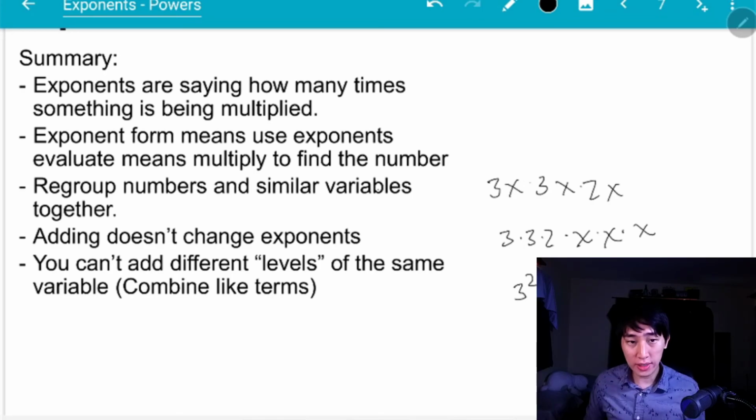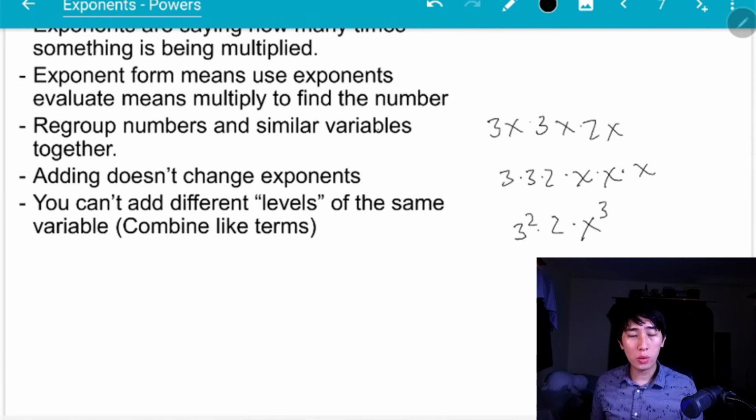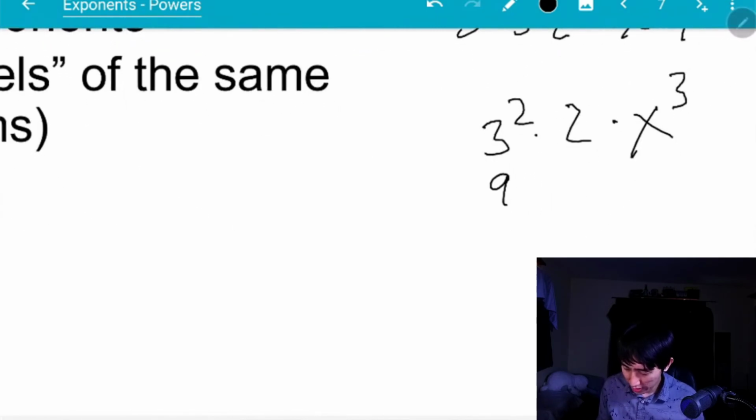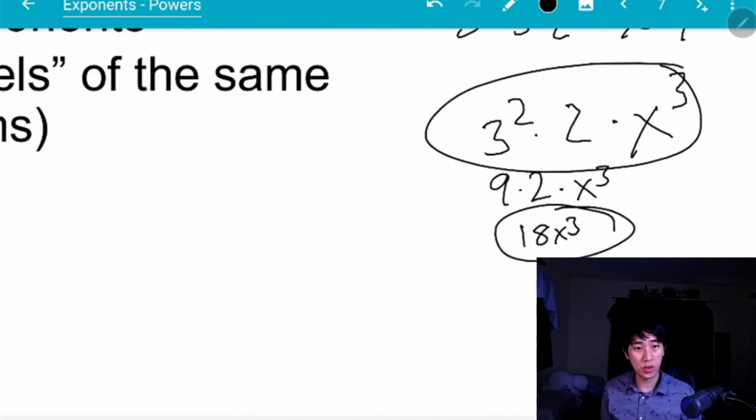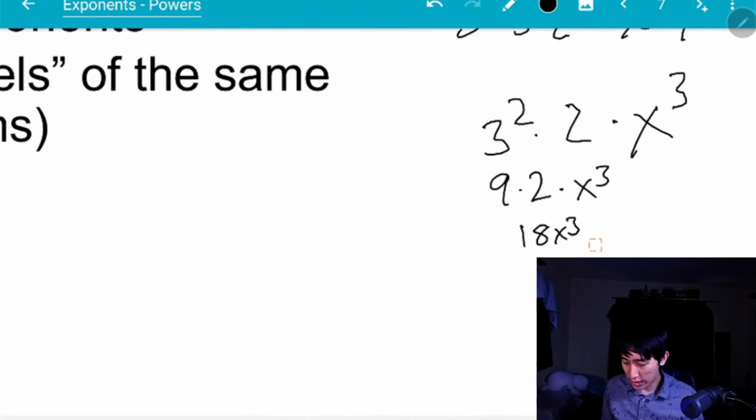We could leave it like this over here, or what we could do is actually evaluate this, because we know that 3 squared in this case is going to be 9, times 2 times x to the third, and 9 times 2 is 18, x cubed. So this works as well. This is evaluating and this is exponential notation. So again, make sure you guys know the difference.